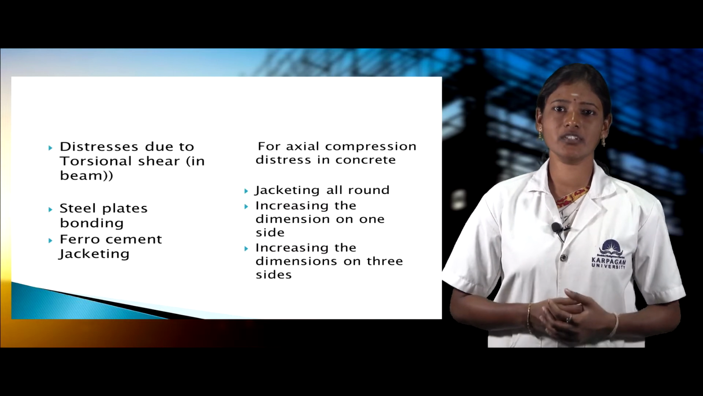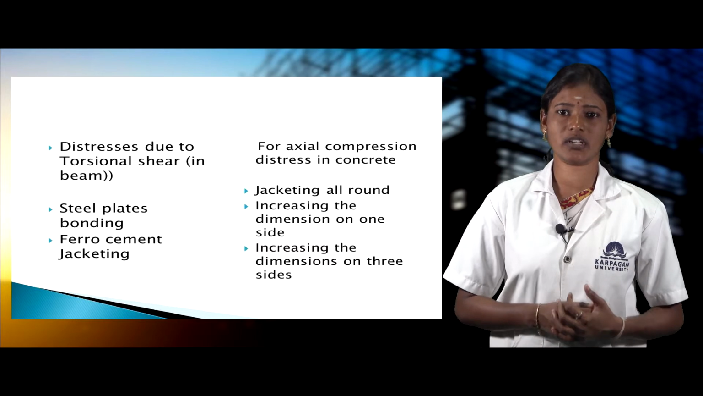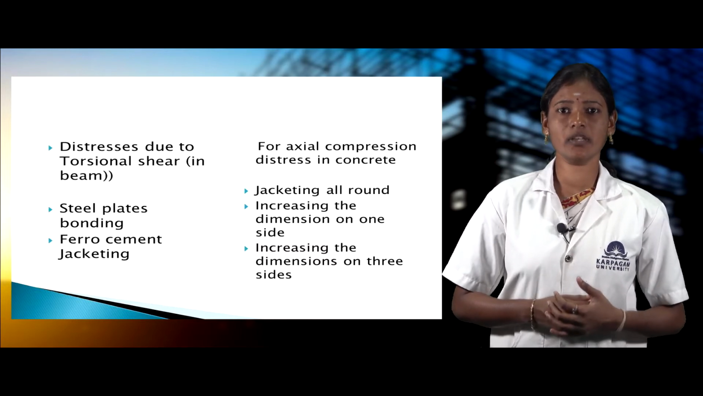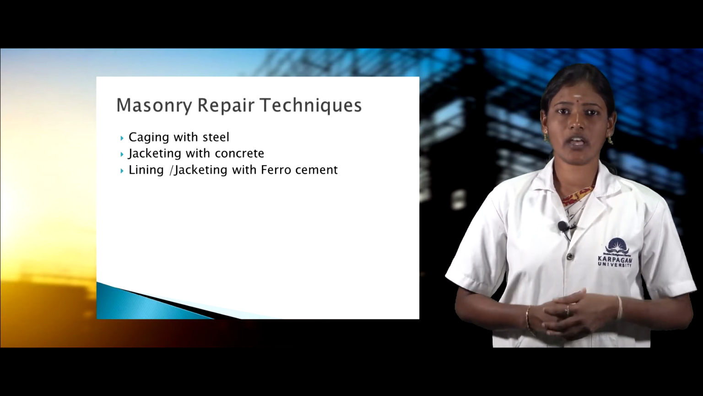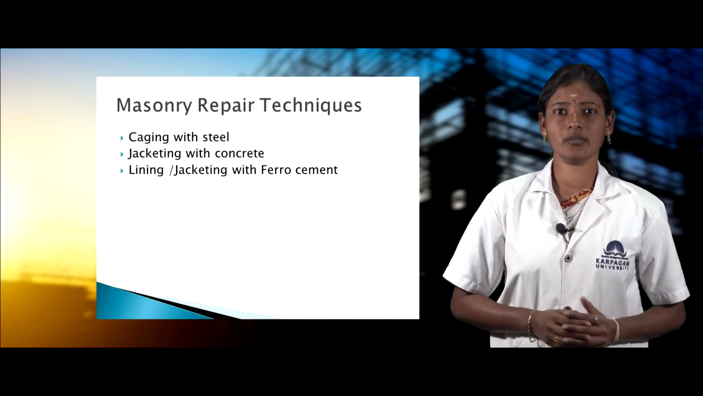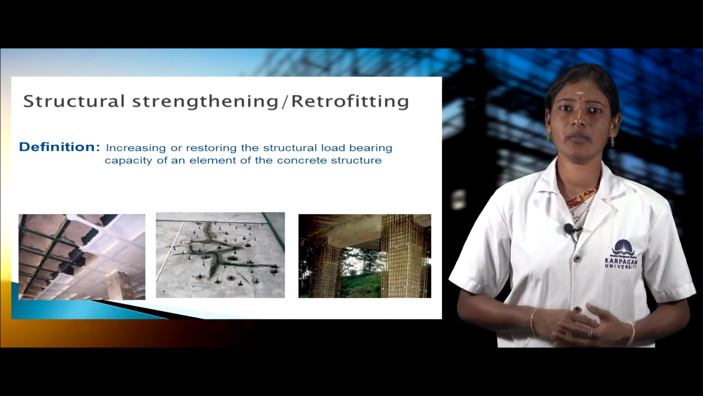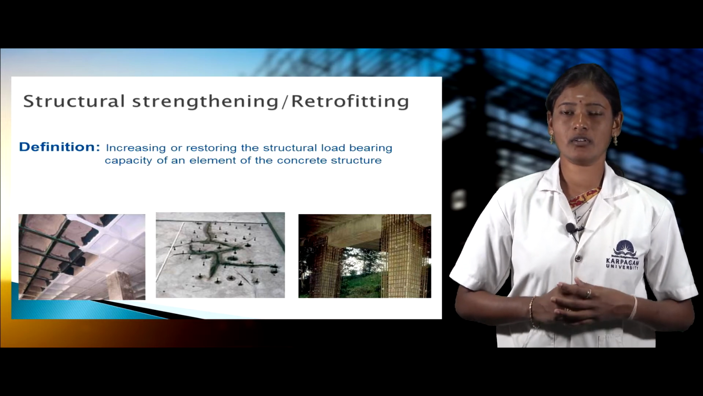For axial compression distress in concrete, jacketing all around can be provided, or increasing the dimension on one side, or the increased dimension can be provided on all three sides. In masonry structures, the strengthening can be carried out by caging with steel plates, jacketing with concrete, or lining or jacketing with ferrocement. These structures can be strengthened by increasing or retrofitting the structural load capacity of the concrete structures.